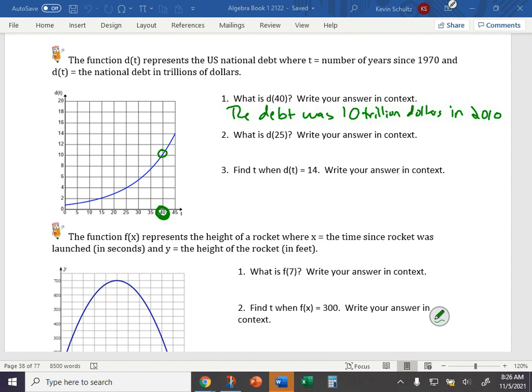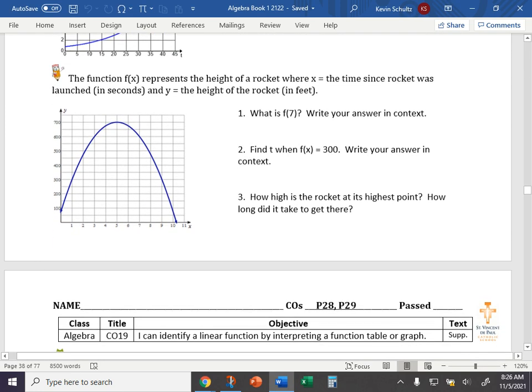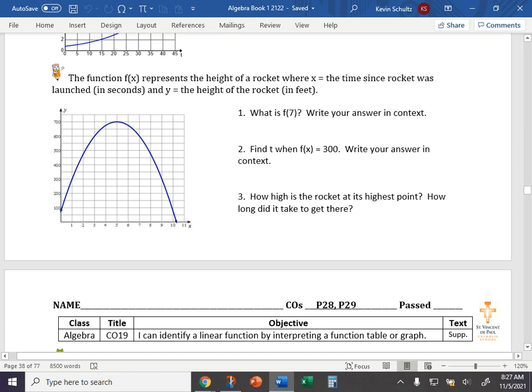What is d of 25? Write your answer in context, similar to what we just did there. And then lastly, find t when d of t is 14. Write your answer in context. Okay. The second one, similar idea, different graph here. The function represents the height of a rocket, where x is the time since the rocket was launched, and y is the height of the rocket in feet. So it's a parabola here because the rocket goes up and then the rocket comes back down again.